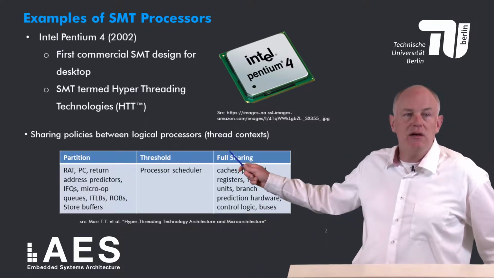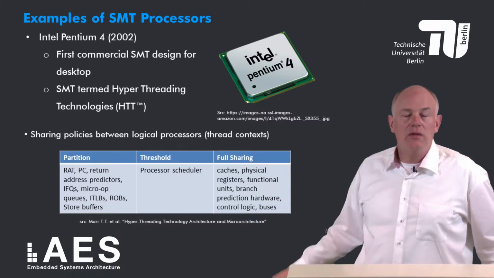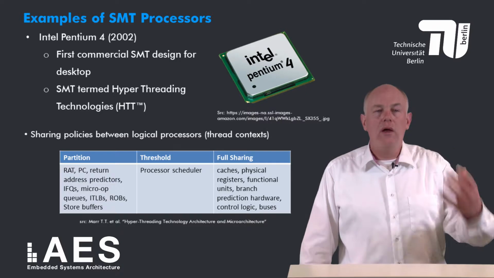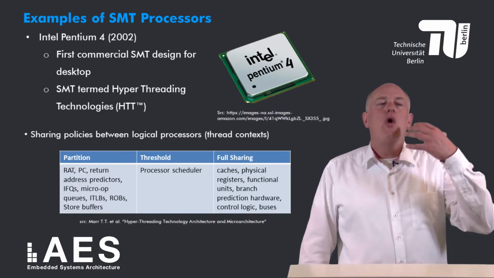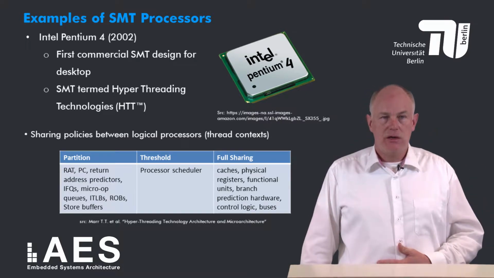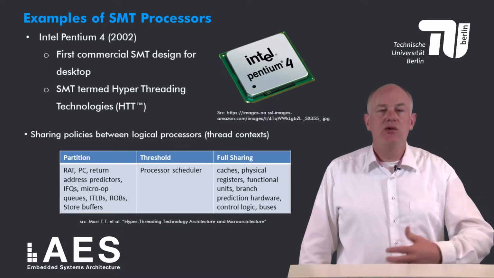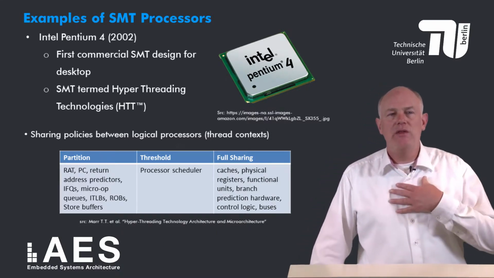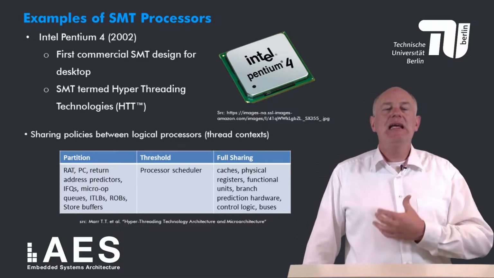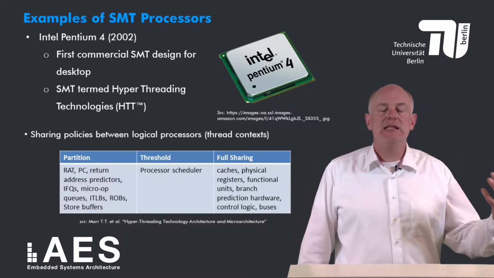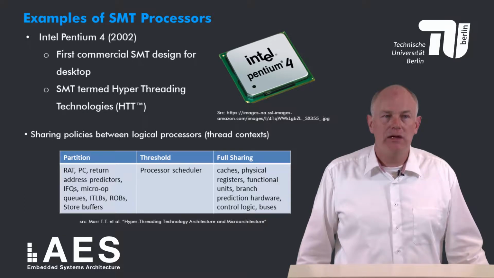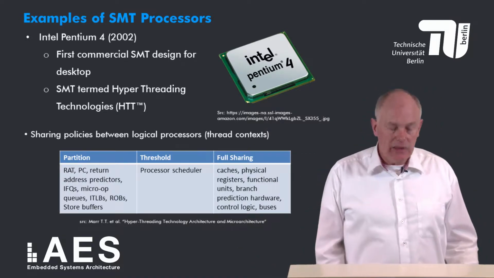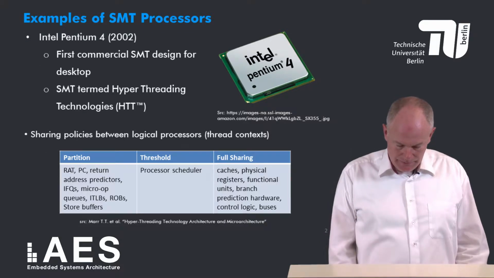Furthermore, there is a threshold for the processor scheduler. It doesn't allow one thread to use all the resources, even if the resource is shared. The problem with that is that it may lead to live lock. Some threads will not get executed at all. Therefore, a threshold policy is applied to the processor scheduler.